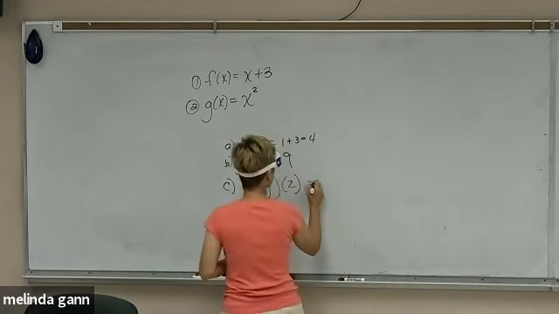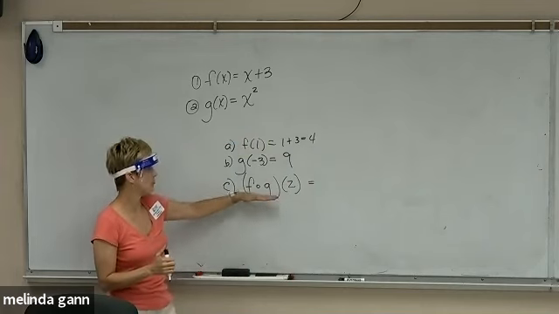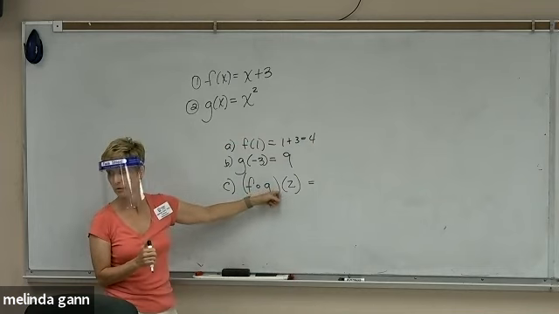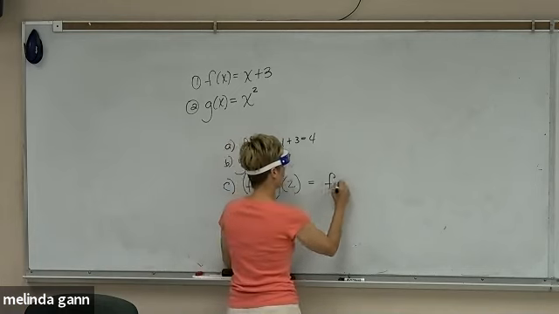Now, here's what I've discovered. Most people are better off rewriting this. This says F composed with G at 2. If I were you, I'd write it like this.